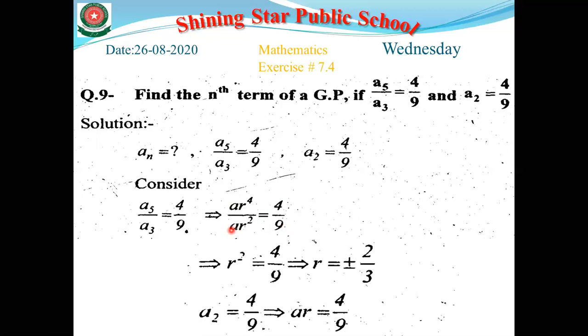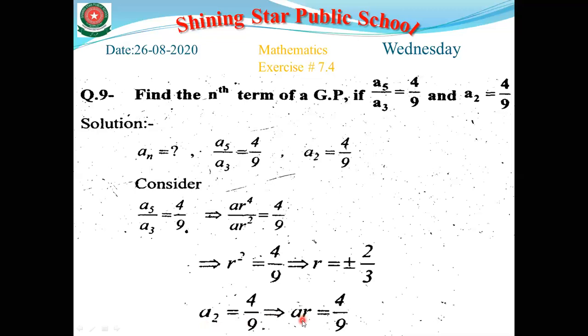Now A and A cancel. R² cancels with r⁴, remaining is r². So when we take the square root, r is equal to plus minus 2 over 3, because square root of 4 is 2 and square root of 9 is 3. Okay. Now we know that A2 is 4 over 9. And what is the formula of A2? Formula of A2 is ar.